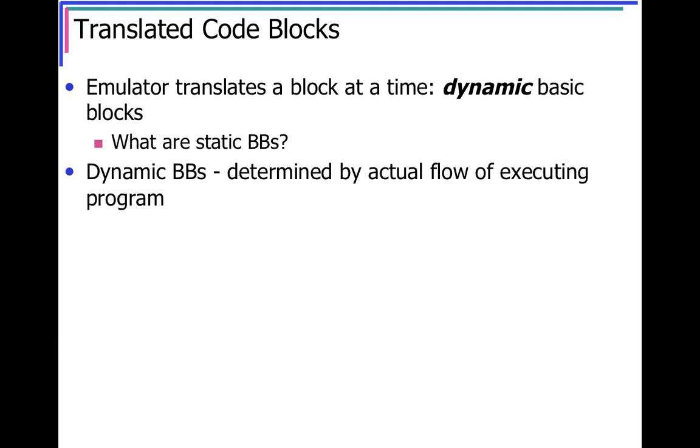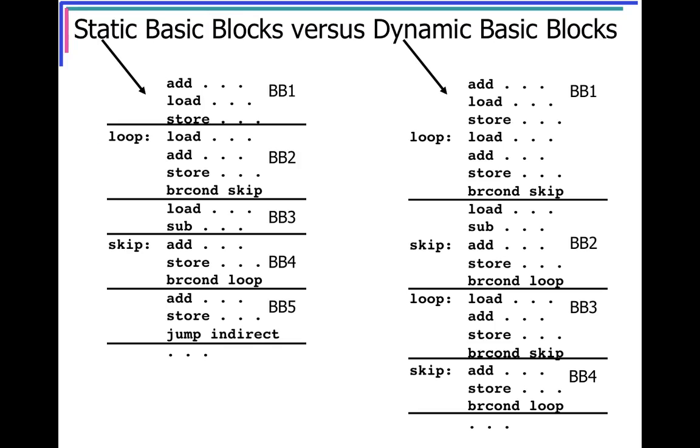When we have traces, we have to store them in memory, and we don't know how big they're going to be, and we don't want to store all traces because some traces may no longer be used. So we're going to translate traces and store them into a code cache. In order to translate traces, we're going to produce dynamic basic blocks. You know from prior lectures what static basic blocks are, but in this case, we're going to generate dynamic basic blocks. And these are basic blocks determined by the actual flow of the executing program.